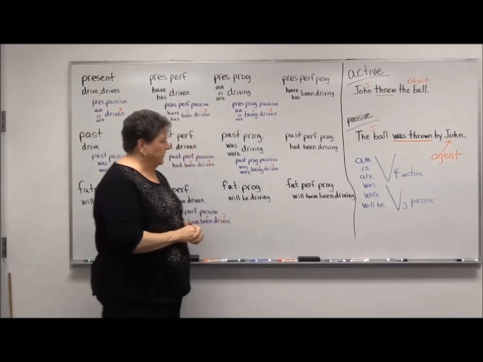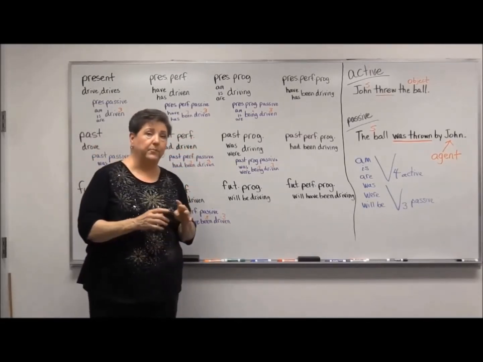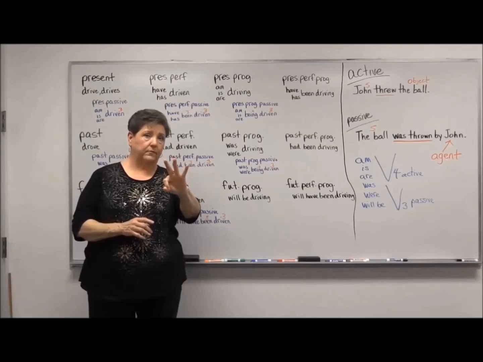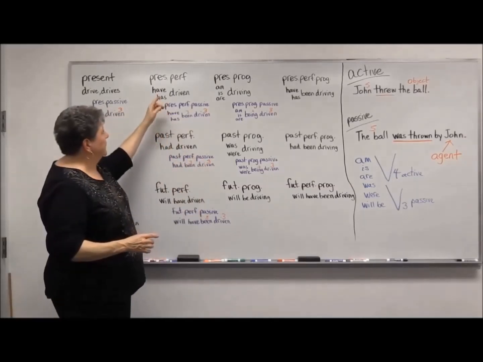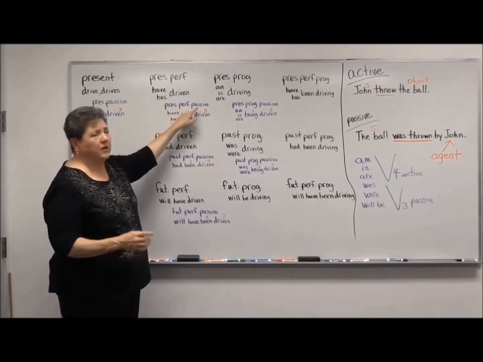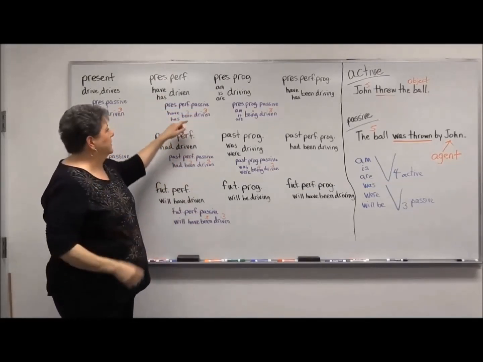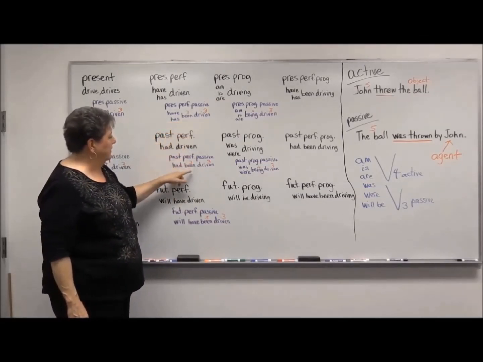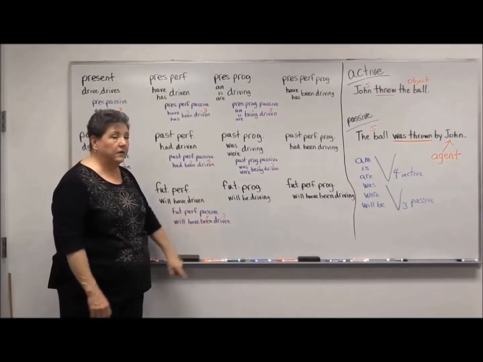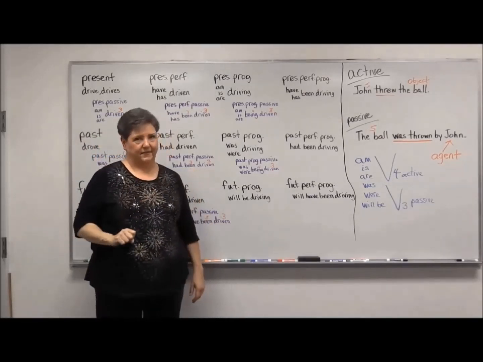So let's look at a couple of other things. Remember I told you every time you see perfect, you see a verb 3. Every time you see perfect, verb 3. Look at the perfects. Perfect, passive. Passive is verb 3, perfect is verb 3. So look at this. Been driven, verb 3, verb 3. Been driven, been driven. Every time you see 2 verb 3s together like that, it's passive.